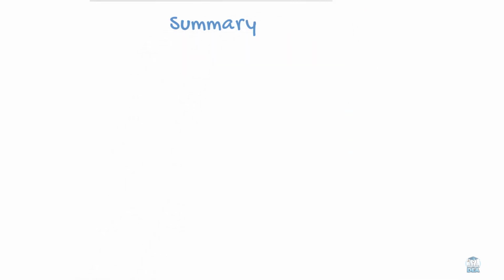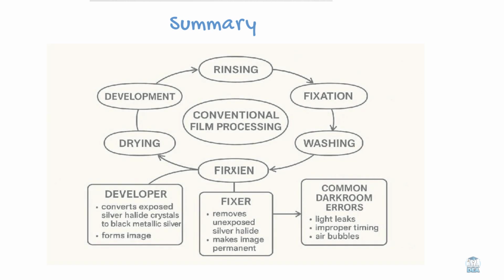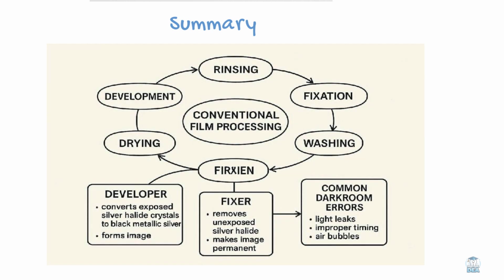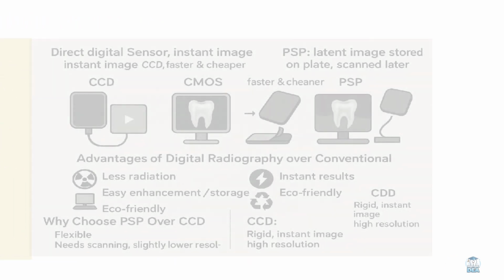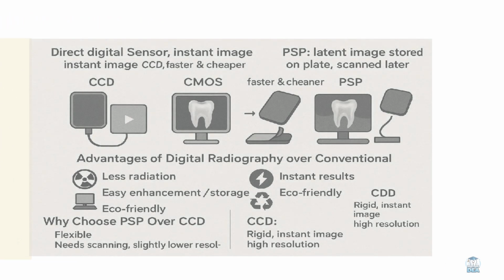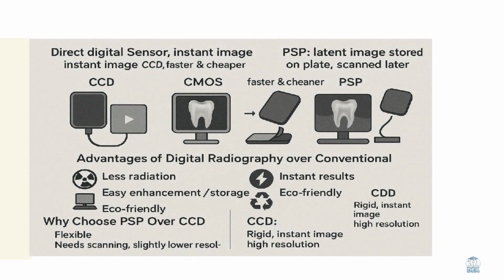Summary. Conventional film. Developer, fixer, rinse, wash, dry. Digital detectors. CCD, CMOS, direct, PSP, indirect. Key advantage: lower radiation, instant results, image enhancement. Mnemonic: DFRWD for film, CCD equals click, PSP equals scan.